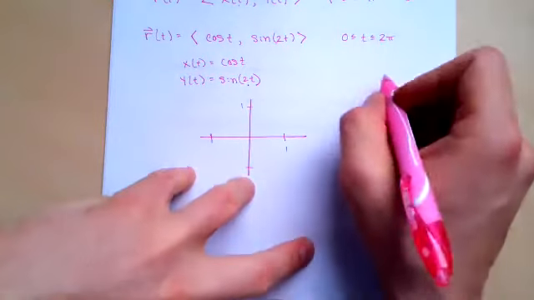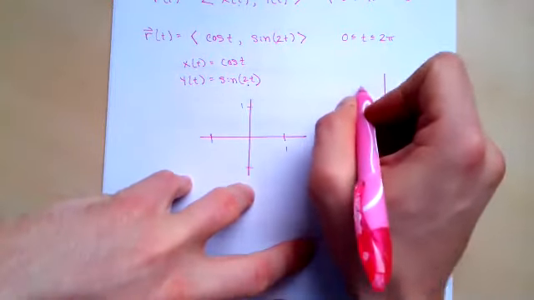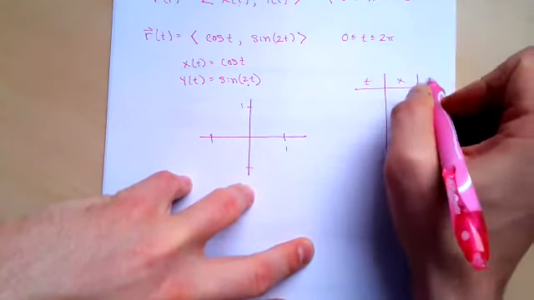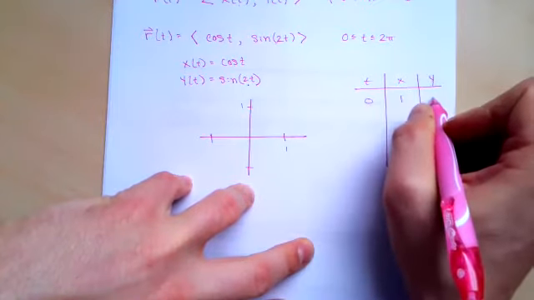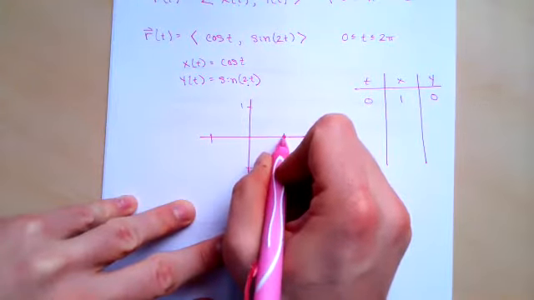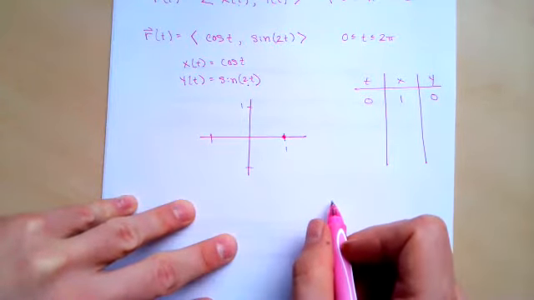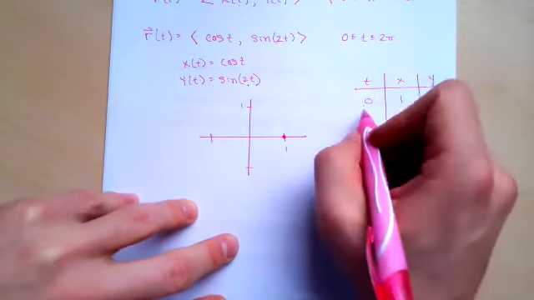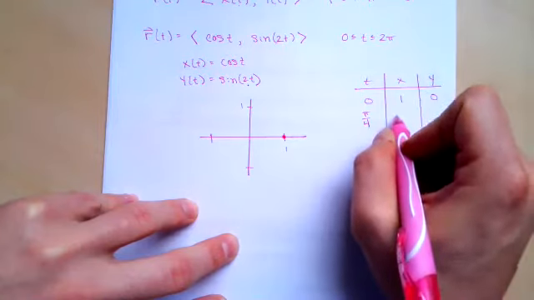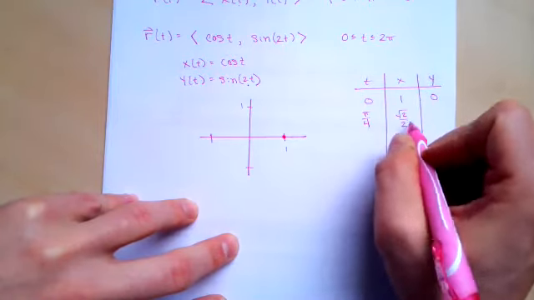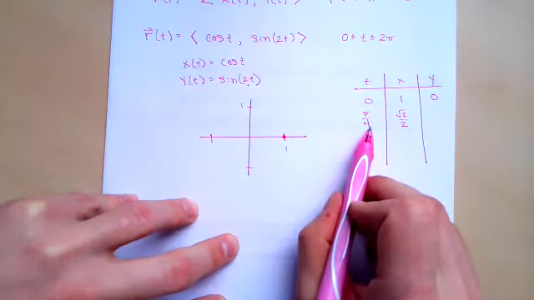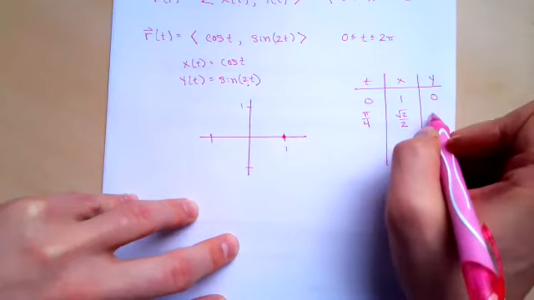Let's plot a couple points again. 0 is easy. So at 0, I'll have cosine of 0 is 1. Sine of 0 is 0. So I'm starting at the same point. What about pi over 4, though? Okay, well, x we get root 2 over 2. When I multiply pi over 4 by 2, I get pi over 2. And so I just get 1 here.